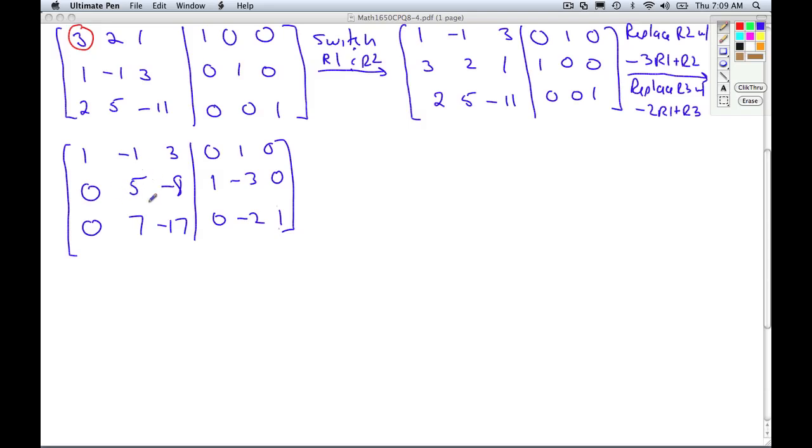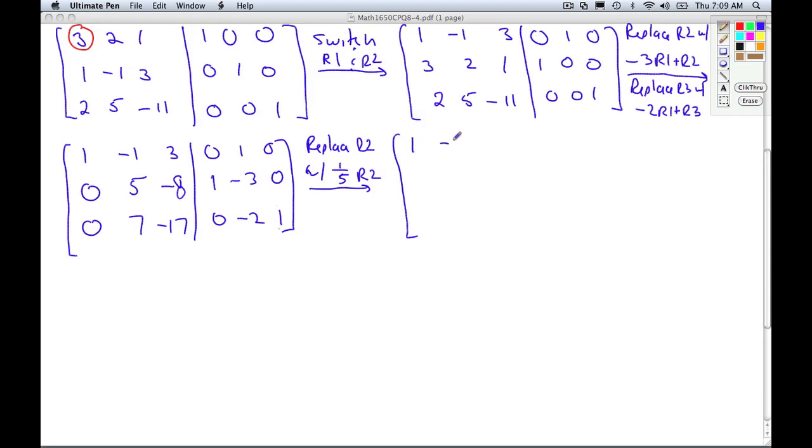Now I want to get a 1 in this position. This is a negative 8, and I want to make sure I don't mess that up. There's no quick way to get a 0, 1 here. I'm just going to have to divide this row by 5. So I'm going to replace row 2 with row 2 divided by 5, or 1/5 row 2. It amounts to the exact same thing.